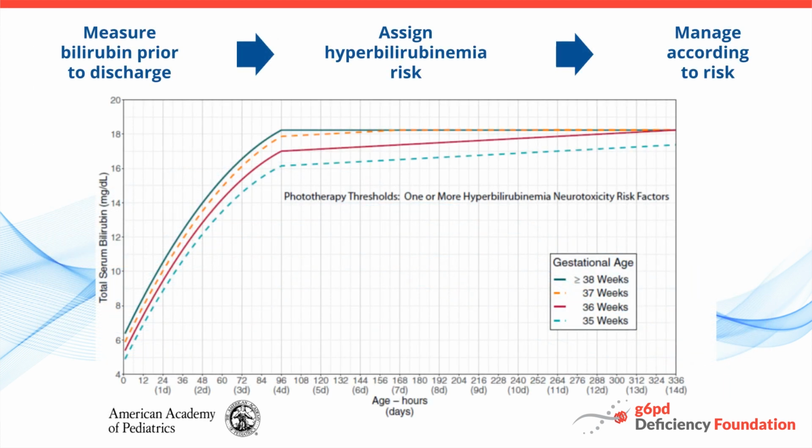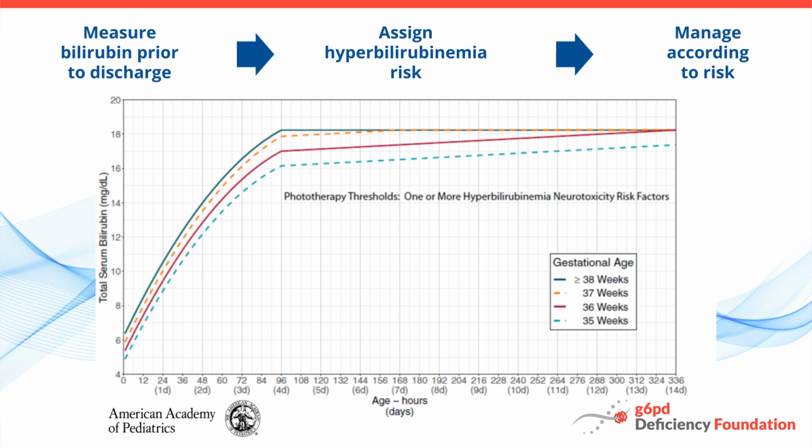The AAP 2022 revised guidelines provide a second graph that should be used for neonates born on or after 35 weeks who have at least one neurotoxicity risk factor. This graph represents the bilirubin phototherapy thresholds for such neonates. These thresholds are lower than those found on the nomogram used for the neonates who have no neurotoxicity risk factors.